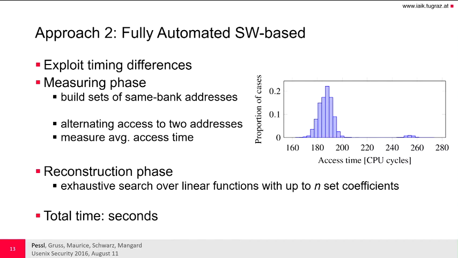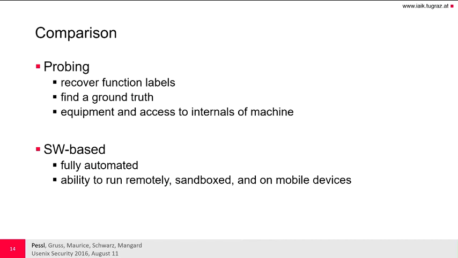We analyzed a large set of machines using the, first this one, yeah. When we compare these two approaches, for the probing, we can recover the functions and their labels. So we know, okay, this function computes a channel bit, this function computes a rank bit, and so on. We can't do that for the software-based attack, but in the context of our attack, we don't actually need the labels. Just knowing the functions is enough.